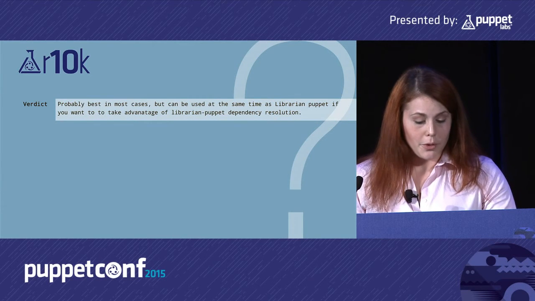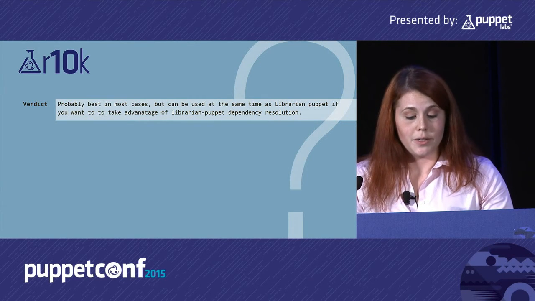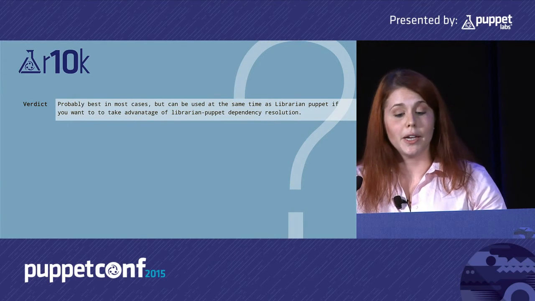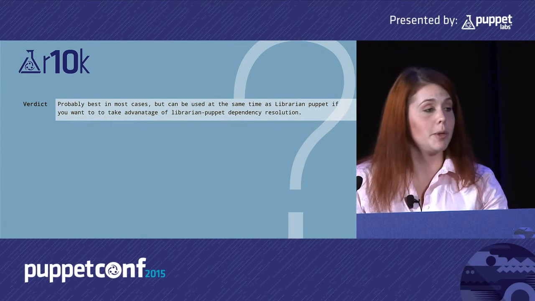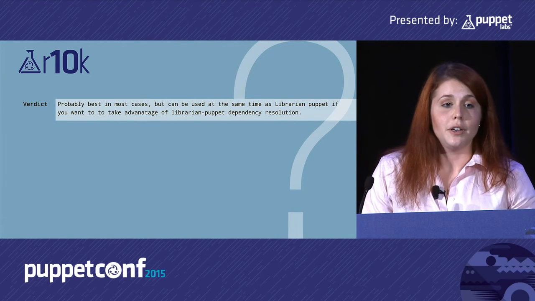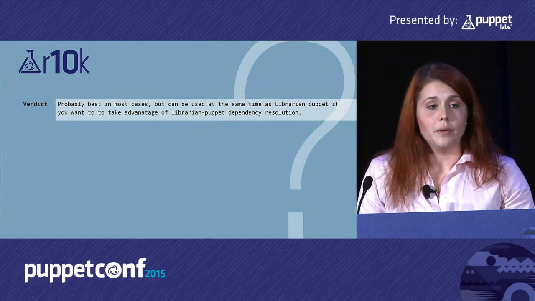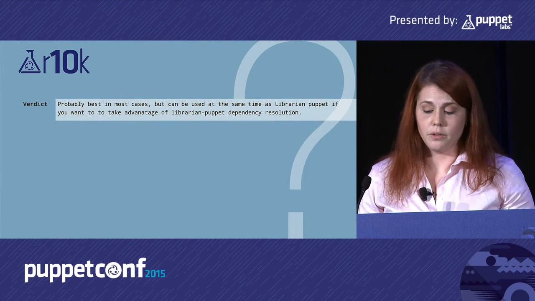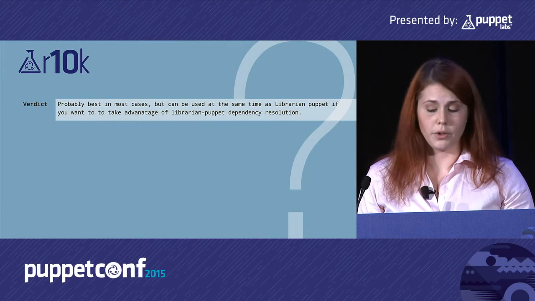So the verdict with R10K is it's probably best in most cases, but you can use it at the same time as Librarian Puppet if you want to take advantage of or play with both. And you can use the dependency resolution of Librarian if you want locally, and it can be a good thing for dev.